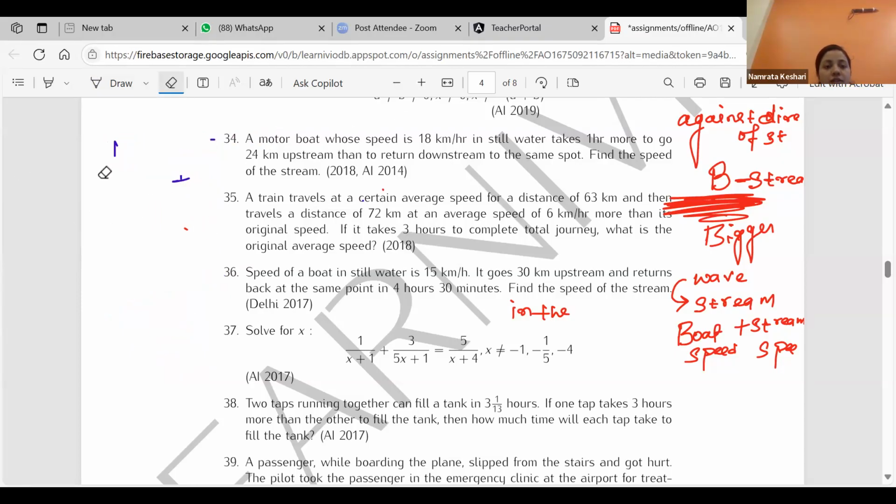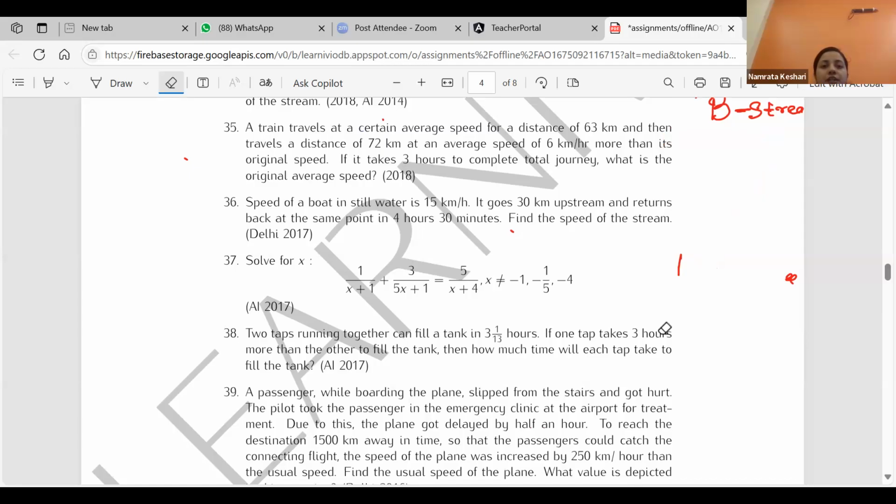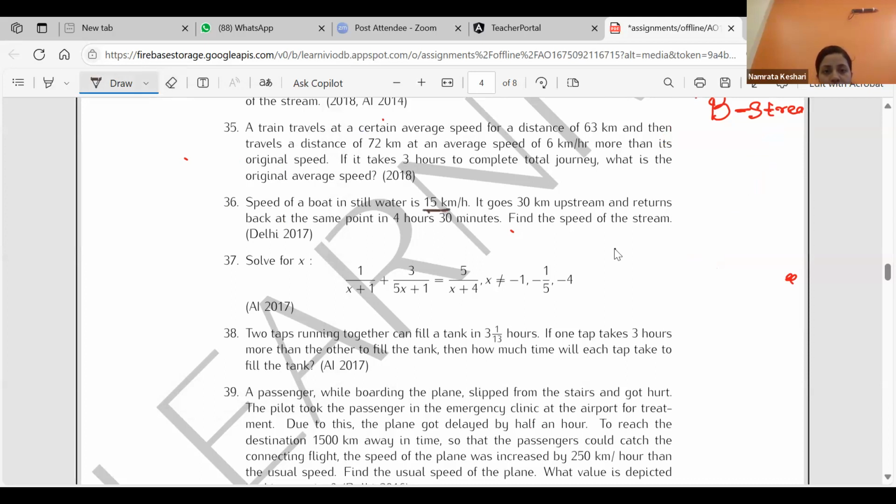Let's read question number 36. Speed of a boat in still water is 15 kilometer per hour. It goes 30 kilometer upstream and returns back to the same point. Let's read it carefully. Speed of a boat in still water means the actual speed of the boat without any effect. Still water means just still water, without any wave or stream in consideration.